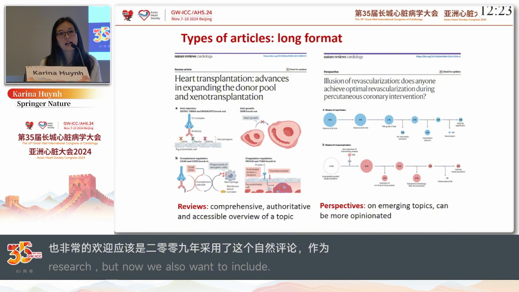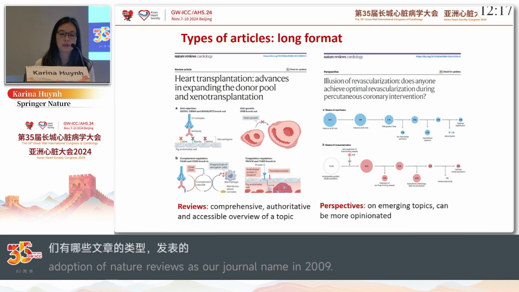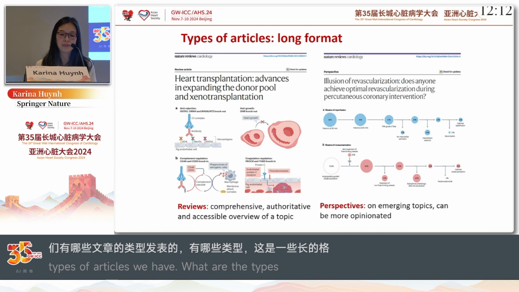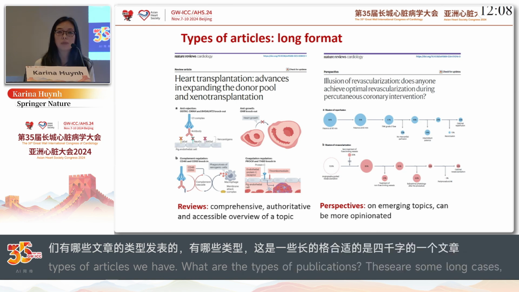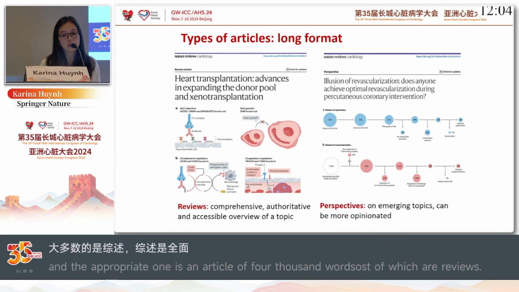In the next few slides, I'll discuss the different types of articles that we publish. What I mean by long format articles is that these are generally approximately 4,000 words long, generally a little bit longer, and the majority of which are reviews. Reviews are comprehensive, authoritative, and accessible overviews of a specific topic, shown on the left here.